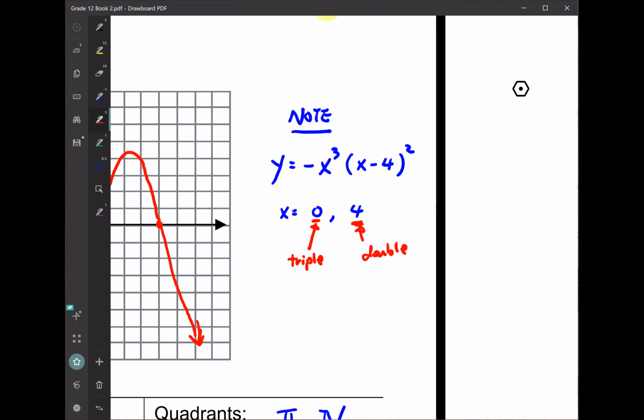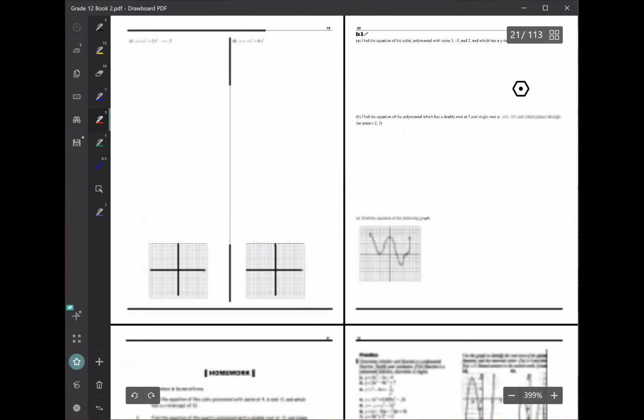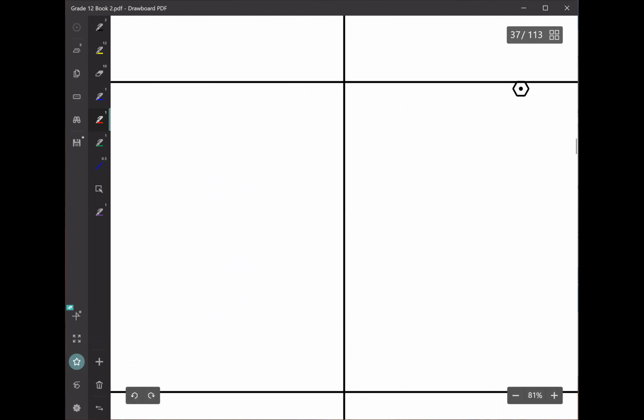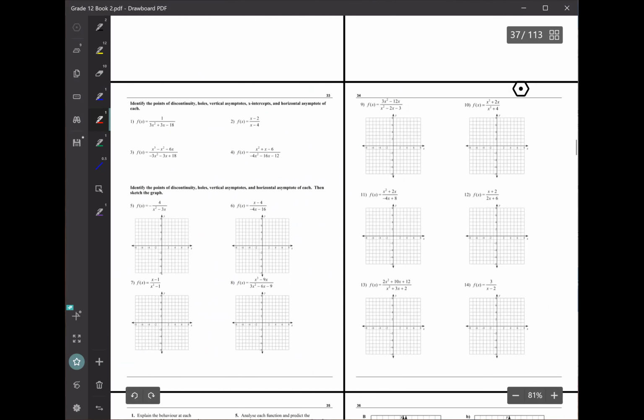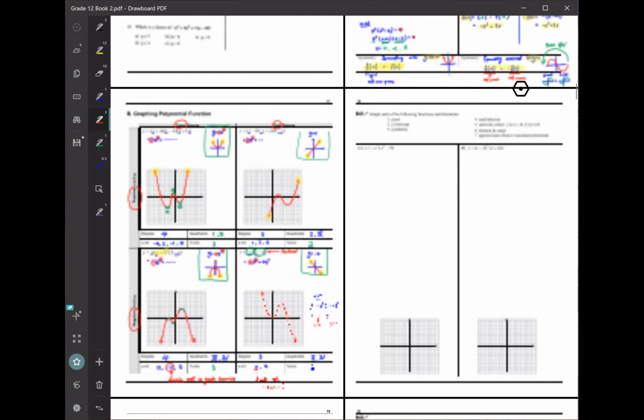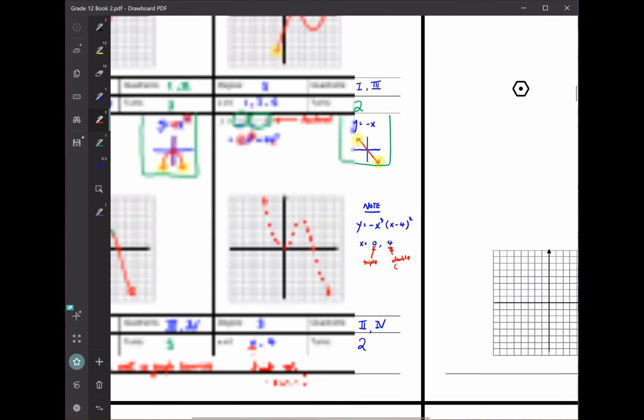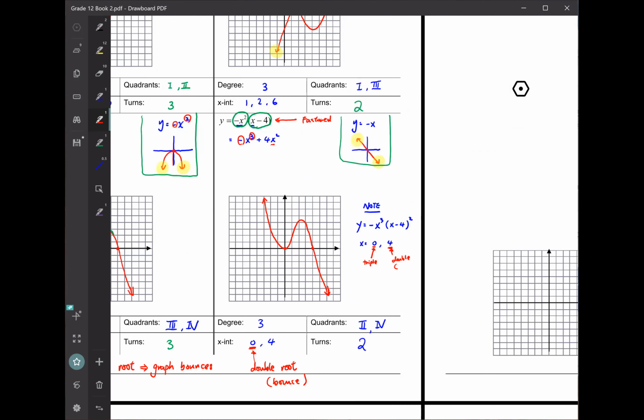So this one will bounce for the 4. Oops. Okay. What's going on? Sorry, I hit the button. The page flew away. Okay, back here. Come back, come back. Okay. All right, you guys can all see it.